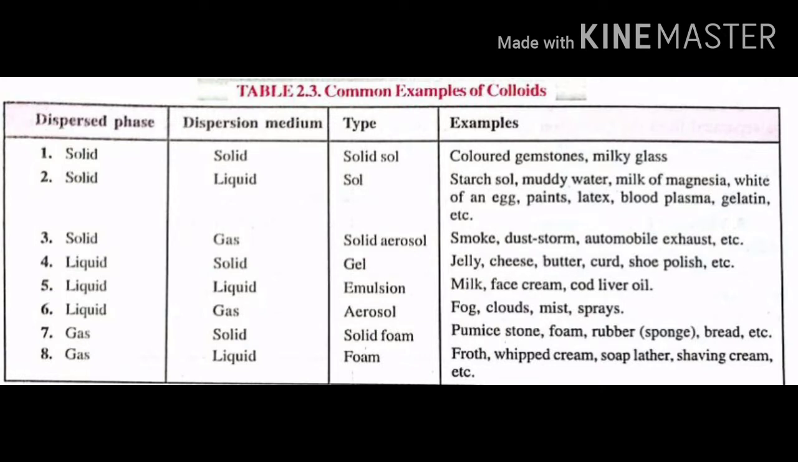Dispersed phase solid, medium also solid. The type is called solid sol. Examples: colored gemstones and milky glass. Dispersed phase is solid, medium liquid. The type is called sol. Starch sol, muddy water, milk of magnesia, white of an egg, paints, latex, blood plasma, gelatin, etc. are examples for this type.